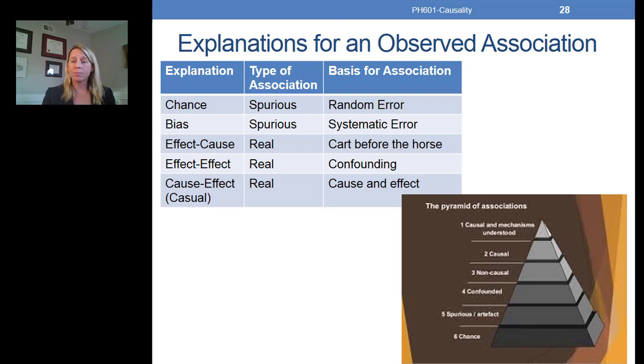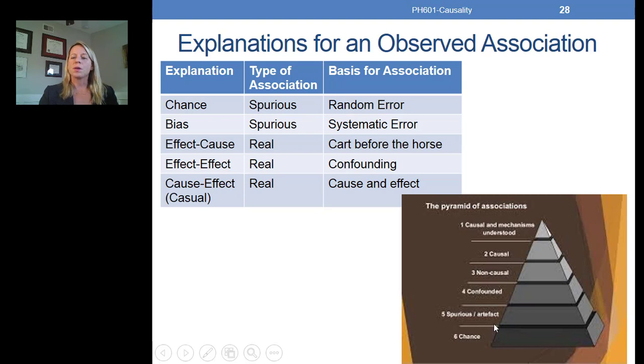Now, when we have observed an association between risk factor X and disease Y, we have to take into account the possible explanations for that observed association. And what I'm showing here in this pyramid figure on the bottom part of our slide is that the majority of associations that are observed in science, in epidemiology, are due merely by chance, such that that particular association is a spurious one, and it's due to some random error that occurred in our data or our study.